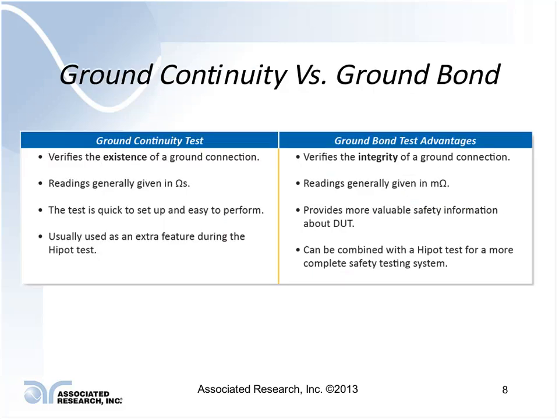So just a quick recap of the bonding versus the continuity. The continuity test verifies the existence of the ground connection. The bond test verifies the integrity of the ground connection. Generally, when you're dealing with a continuity test, you're usually dealing with a reading in the ohms range, whereas with a ground bond test, you're usually talking about the milliohm range. And I understand I'm speaking in generalities here. Obviously, there are going to be standards and tests that you run where that might not apply, but for the purposes of this webinar and many of the other standards out there, this does apply.